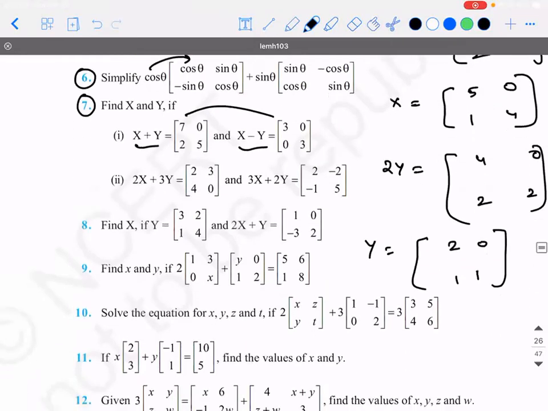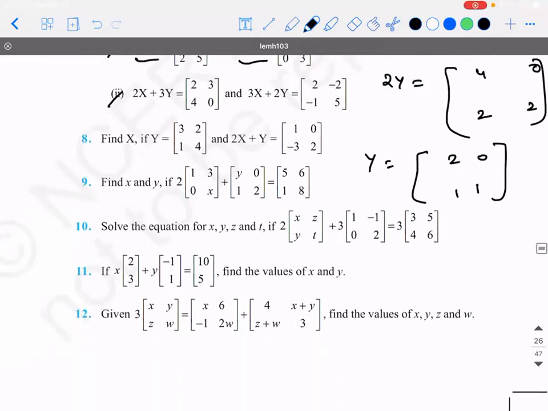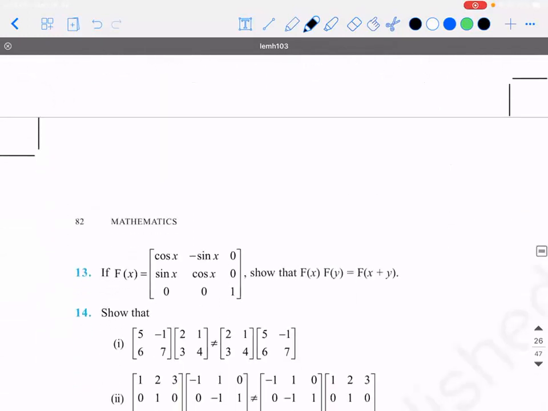Simple. Similar is the case with this. So 2x plus 3y is equal to something, 3x plus 2y is equal to some other matrix. Then how will you find the value of x and y? So treat them like two linear equations, use the elimination method and solve it. Will you guys be able to manage? Yes, sir. Okay.